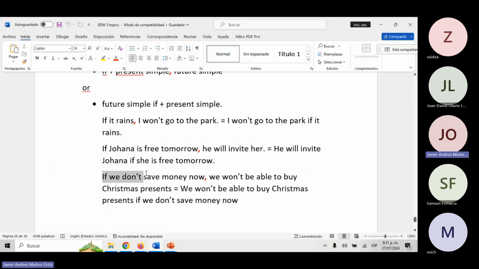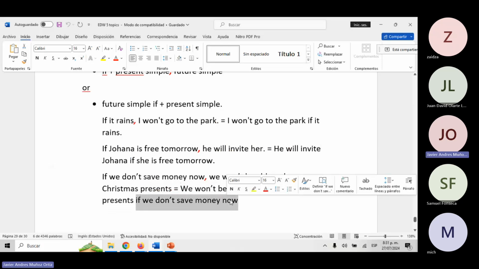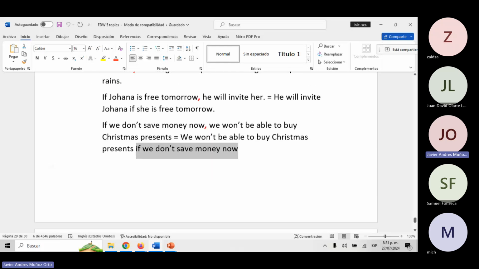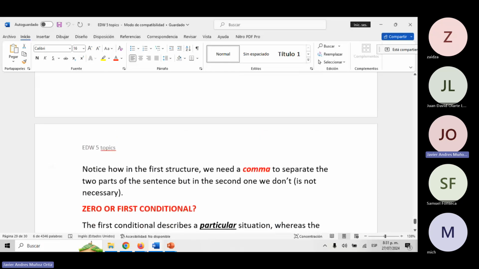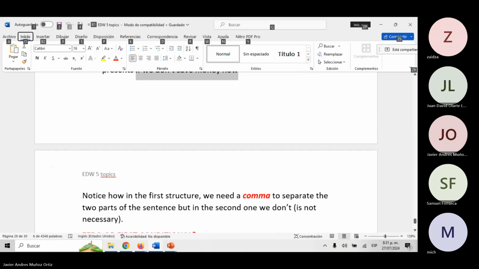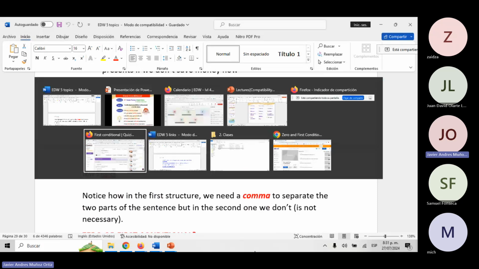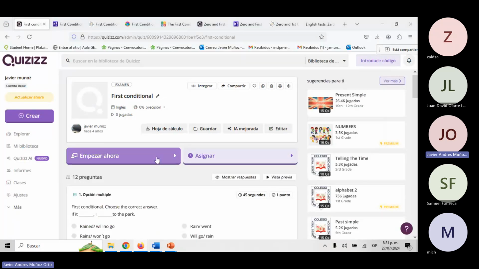If we don't save money, the result of not saving money is going to be this: we are not going to be able to buy Christmas presents. Vice versa, we will not be able to buy Christmas presents if we don't start saving money now, right? Cause and effect, or an effect and cause. So this is very simple. This is too easy. Okay, this has already been mentioned. Therefore, let's go with some games.